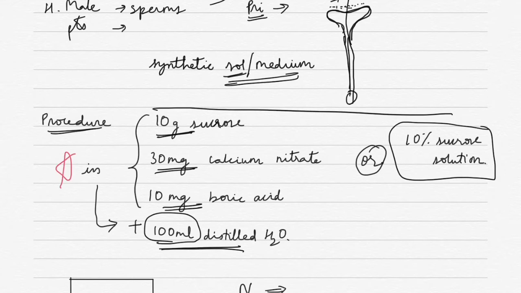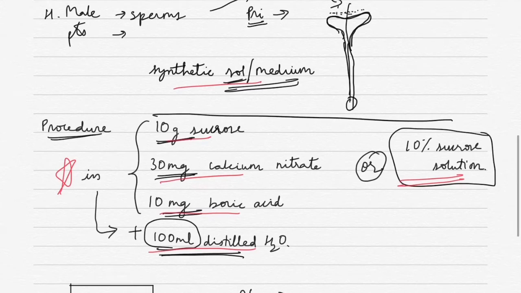I would say this is a potential question: what is the synthetic medium? 10% sucrose solution, or how is it prepared? 10 grams of sucrose, 10 mg of calcium nitrate, 10 mg of boric acid dissolved in 100 ml of distilled water. This is supposed to be remembered and marked.